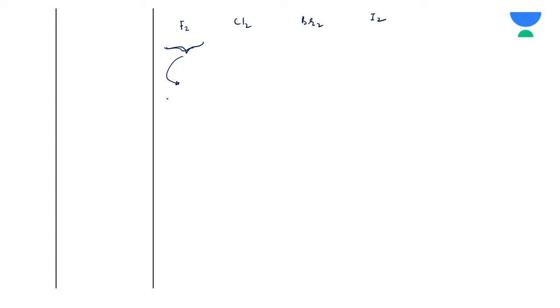There is no sp mixing in fluorine. So sp mixing is absent in fluorine, but sp mixing is actually present in the case of chlorine, bromine, and iodine. So sp mixing is definitely present. Fine, what next do we have to see over here?